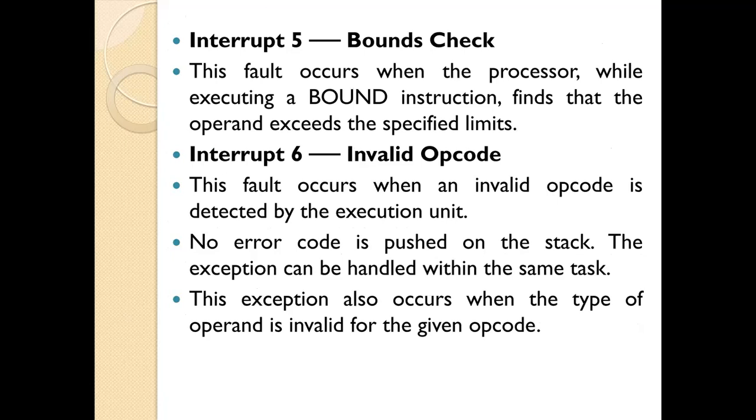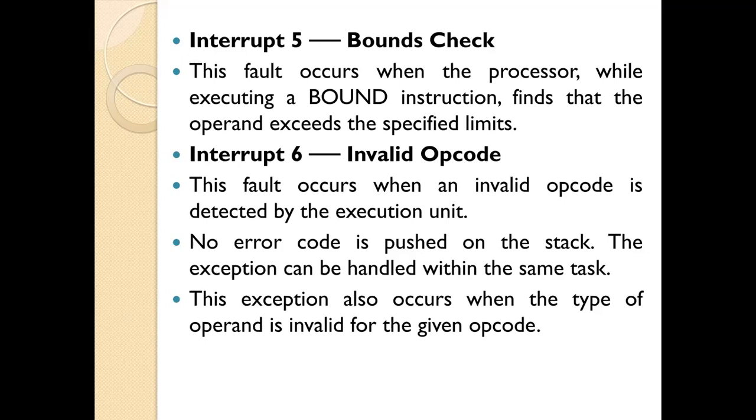Interrupt 6, that is an invalid opcode. This fault occurs when an invalid opcode is detected by the execution unit. No error code is pushed on the stack. The exception can be handled within the same task. This fault occurs when an invalid opcode is detected by the execution unit.